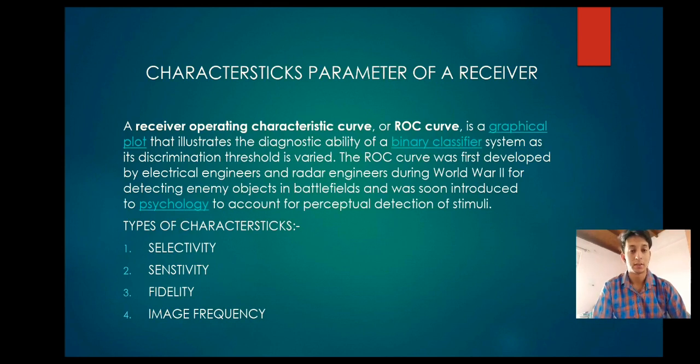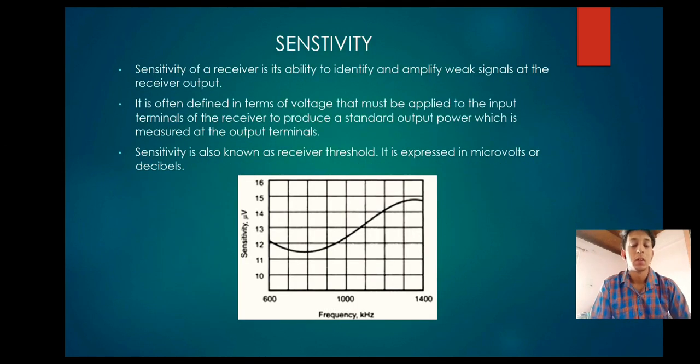Types of characteristics: selectivity, sensitivity, fidelity, image frequency. First one is sensitivity. Sensitivity of a receiver is its ability to identify and amplify weak signal at the receiver output. It is often defined in terms of voltage that must be applied to the input terminals of the receiver to produce a standard output power which is measured at the output terminals.